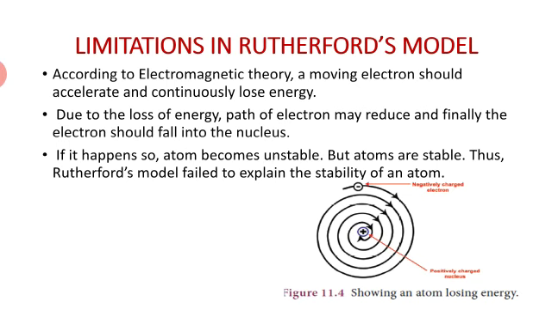If it keeps revolving, it will definitely lose its energy. Due to the loss of energy, the path of the electron may reduce and finally the electron should fall into the nucleus. Finally, the electrons definitely fall into the nucleus. If it keeps revolving, it will get tired and definitely fall into the nucleus.